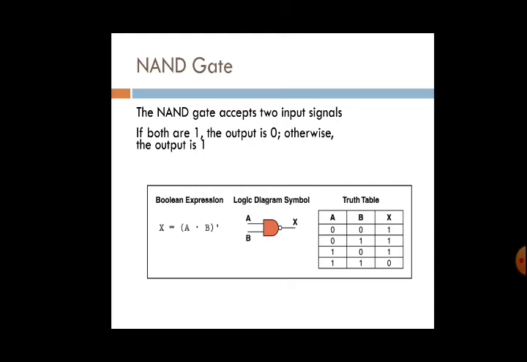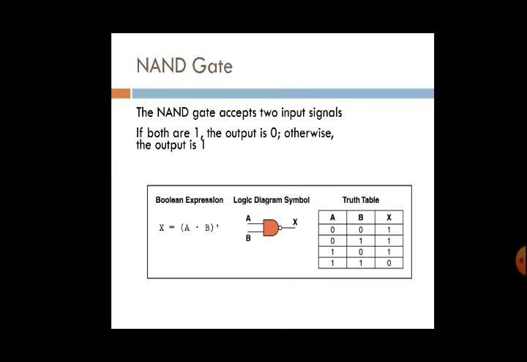Exclusive OR gate. Let us see another gate, the NAND gate. N-A-N-D, NAND gate. The NAND gate accepts two input signals. If both are 1, the output is 0. Otherwise, the output is 1. In NAND gate, the output goes to logic 0 only when the inputs are at logic 1. Output becomes 1 when any input goes to logic 0.